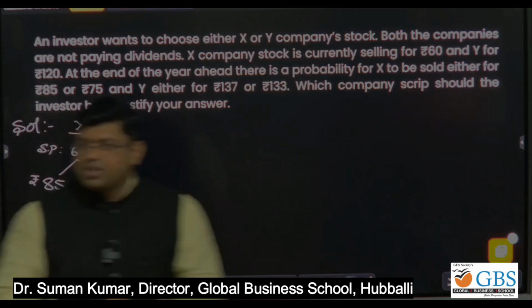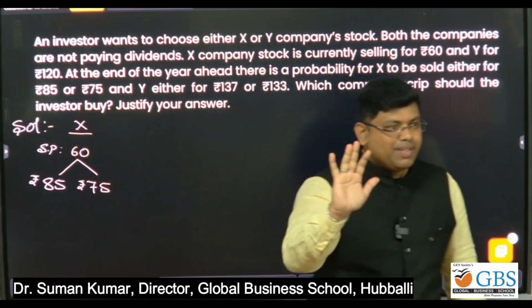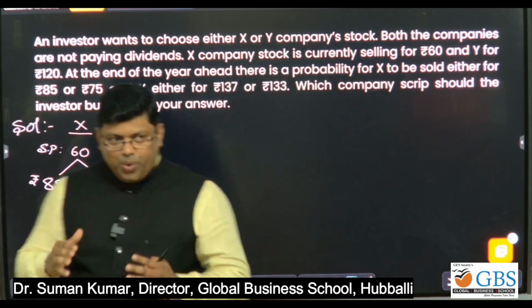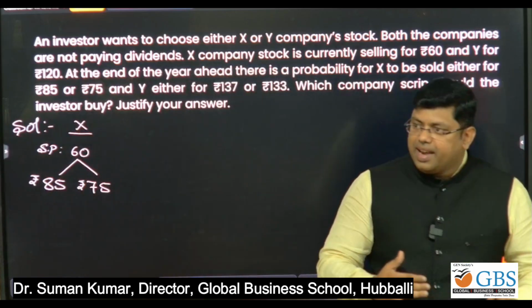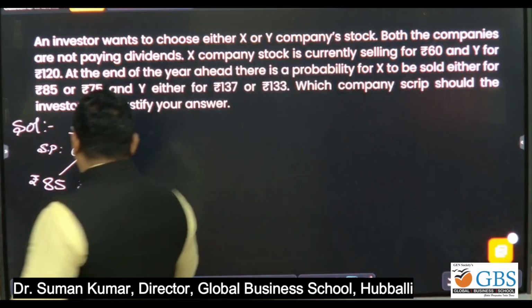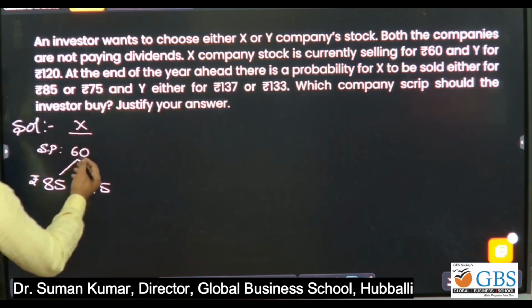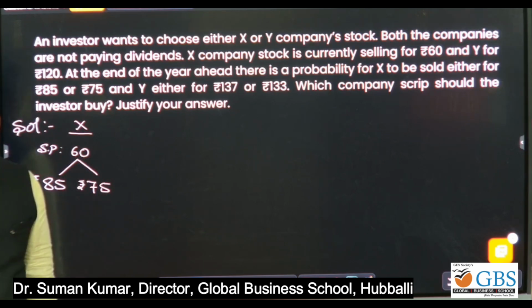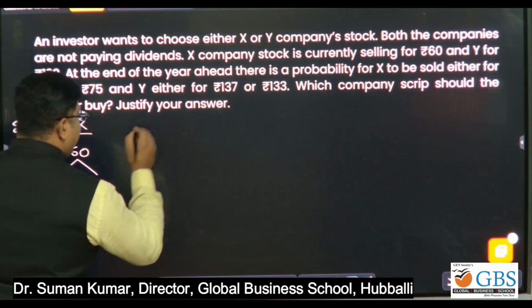How to choose? Two things we have to find out: risk and returns. Very, very simple. So then we can compare. We have to find out return and risk for X and also Y. They are given the data: the present selling price of X company script is 60 rupees. There is a possibility of increasing to 85 and 75. Then we need to find out the return first. What is the probable return? So we call that Ri.